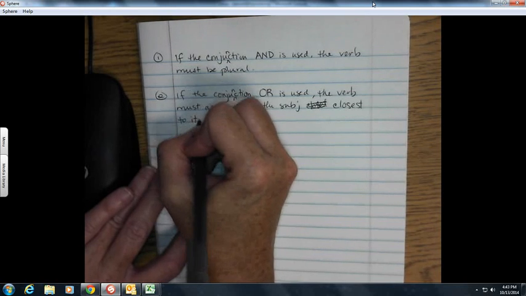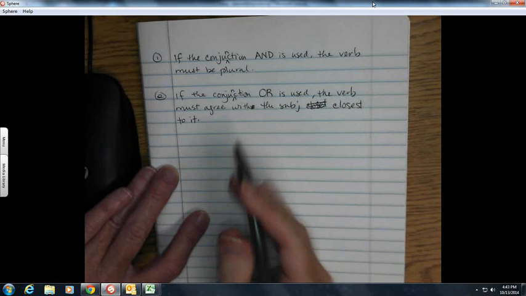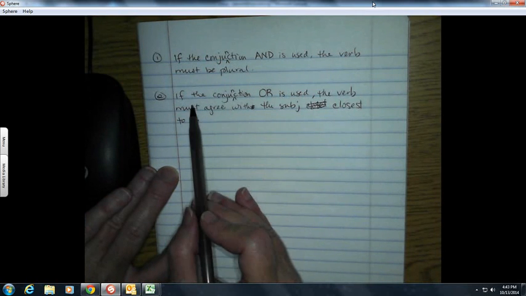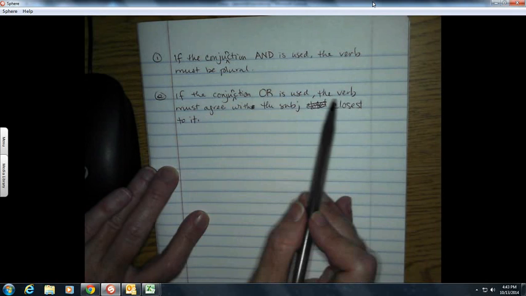If the conjunction and is used, the verb must be plural. If the conjunction or is used, the verb must agree with the subject closest to it. And Mrs. Dam's notes are very messy today.